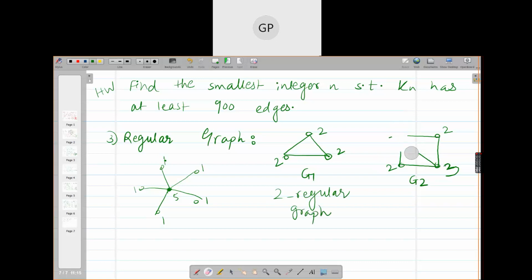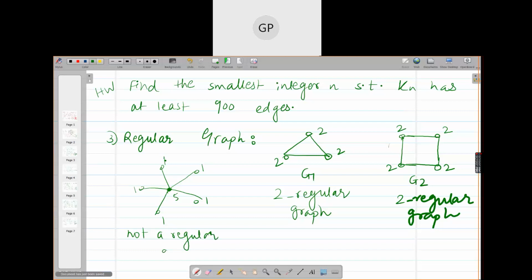Now if I erase this particular edge, and if I go back to the original one where I put the degree of each vertex, so this is also a 2 regular graph, but this is on 3 vertices and this is on 4 vertices. Is that clear? Yes, ma'am.